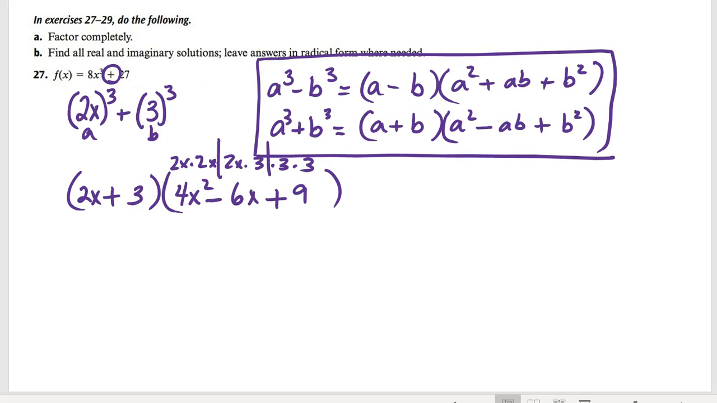All right. Next, I want to find all the imaginary and real solutions. So I'm going to keep going. I'm going to say, is it possible now to set these equal to 0 and to solve.